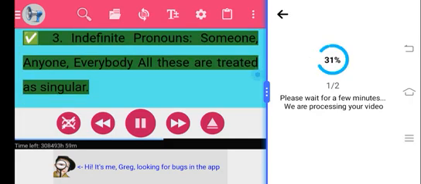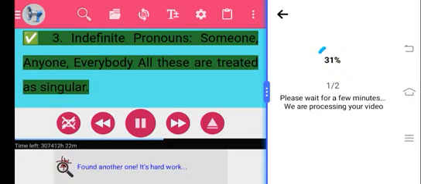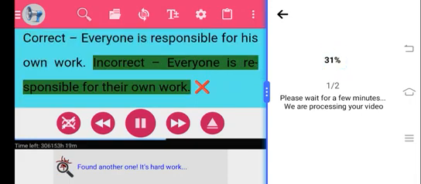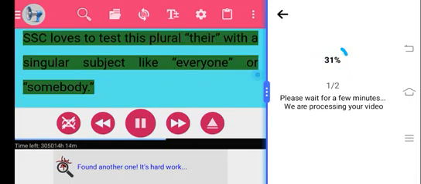Rule 3: Indefinite pronouns. Someone, anyone, everybody, all these are treated as singular. Correct: Everyone is responsible for his own work. Incorrect: Everyone is responsible for their own work. SSC loves to test this, using plural "their" with a singular subject like everyone.